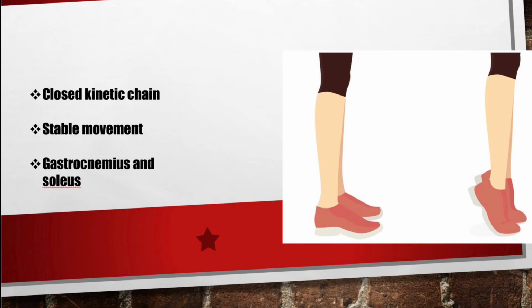A calf raise is a closed kinetic chain exercise as the feet are in a fixed position. It is a stable exercise and the muscles working are the gastrocnemius and soleus. The speed of the movement should be 1 second concentric movement and 3 seconds eccentric movement.